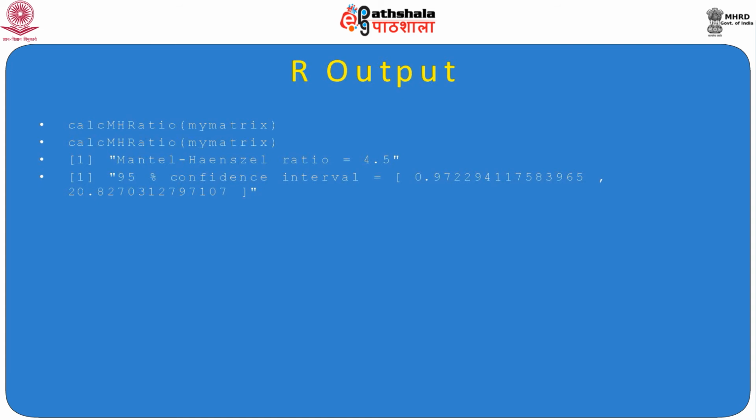Whenever we put the cal MH ratio of my matrix, we get the Mantel-Haenszel ratio as 4.5 with confidence interval 0.97 to 20.82. So it shows the hypothesis that for disease exposure and disease unexposure, here the control exposed is higher with disease exposure in comparison to control unexposed, those who have disease unexposed. So that is the interpretation of this output.